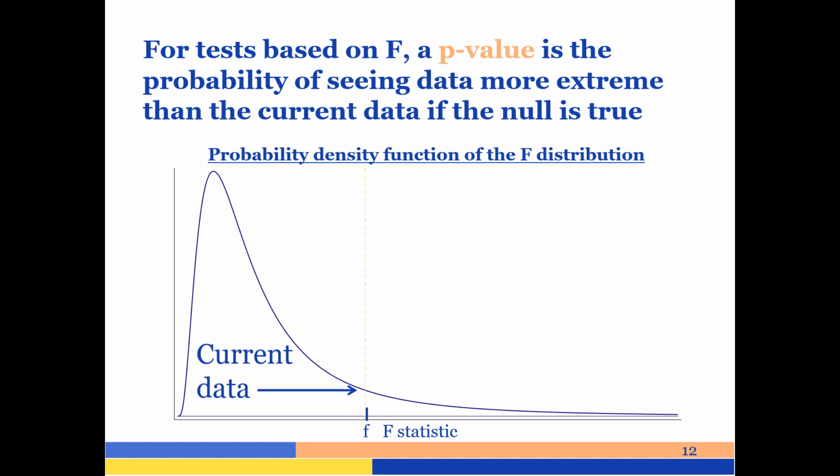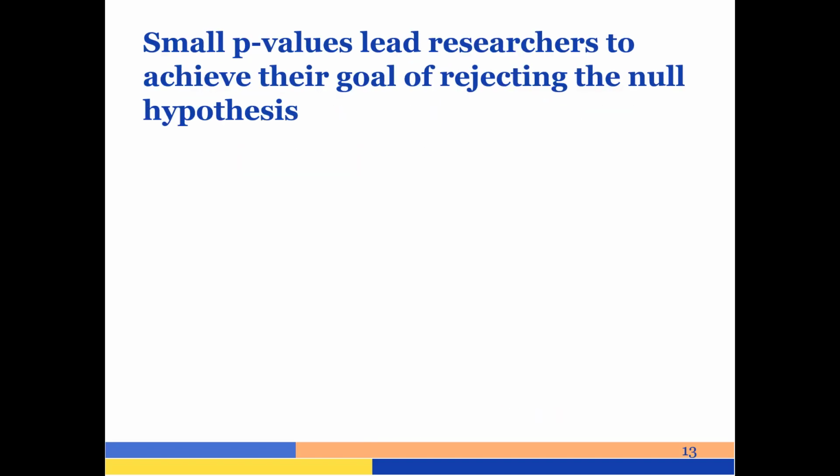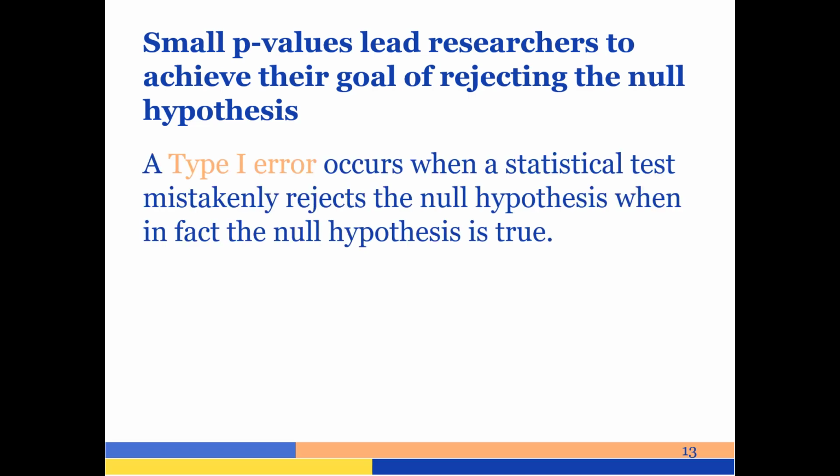The area under the curve is called the p-value. Small p-values are the holy grail. If you can get a small p-value, you can reject the null hypothesis, then you can achieve your scientific goals and provide better outcomes for your target population. A type 1 error occurs when the statistical test mistakenly rejects the null hypothesis when it in fact is true.